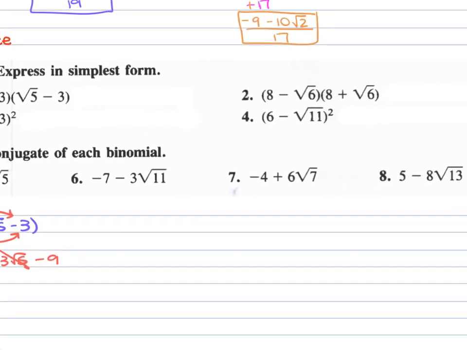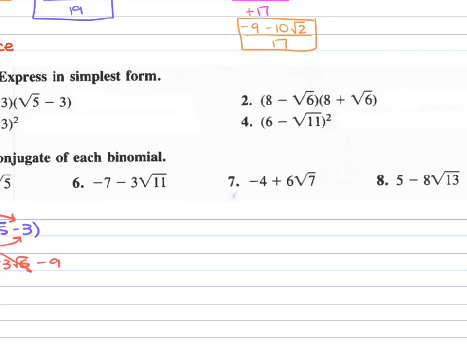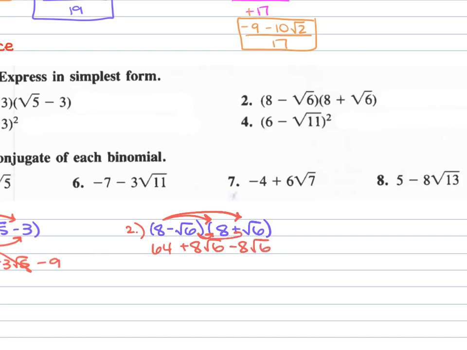If we go back up to number 2, we have 8 minus the square root of 6 times 8 plus the square root of 6. So we're going to FOIL. 8 times 8 is 64. 8 times the square root of 6 is 8 square root 6. Negative square root 6 times 8 is negative 8 square root 6. And negative square root 6 times square root 6 is a negative square root 36. So this is going to give us 64. These cancel. Minus 6, which is 58.